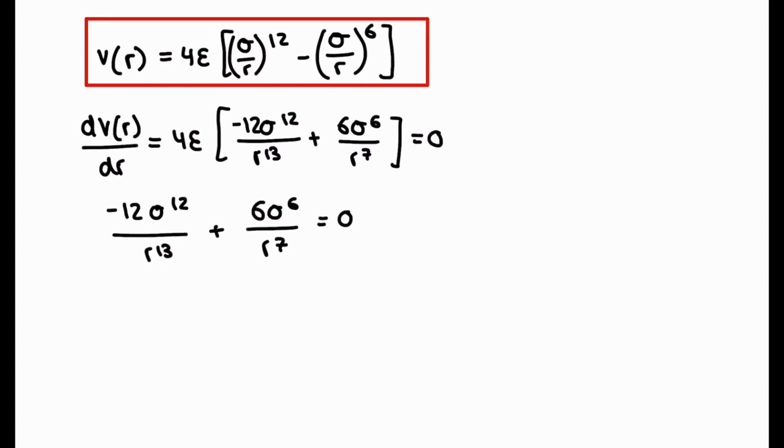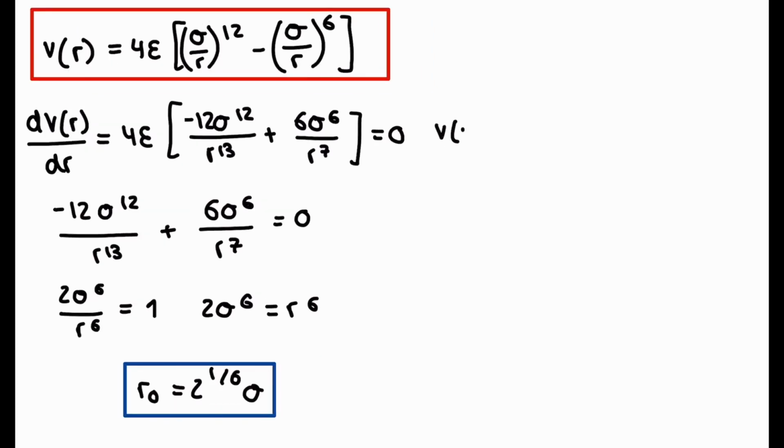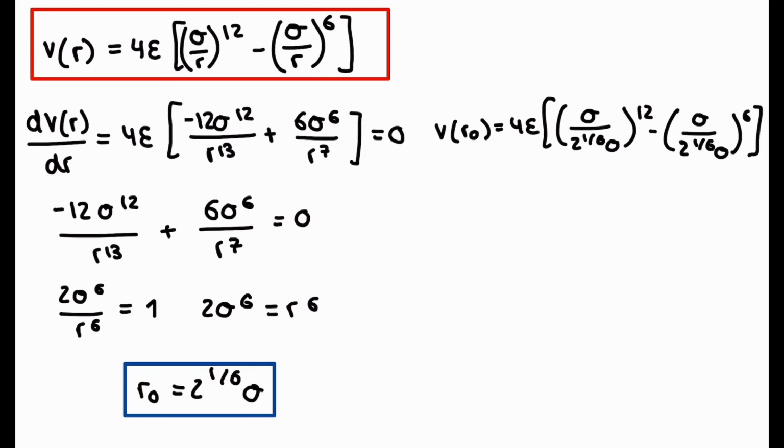To do this, we need to differentiate the function and find out where this is equal to 0. The function differentiates to give this. We can then rearrange to solve for r, and we eventually come out with 2 to the 1 over 6 times sigma, and we'll call this r0. We can also think of this as the point where the force is equal to 0, since the force is also equal to dV by dr.